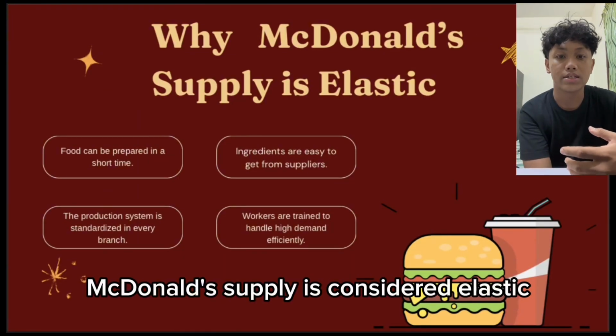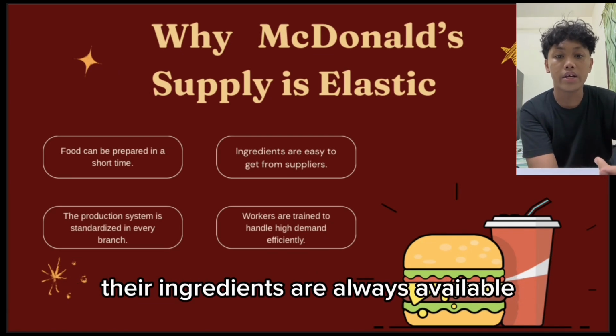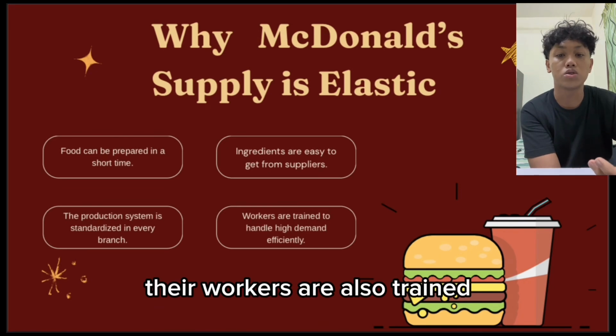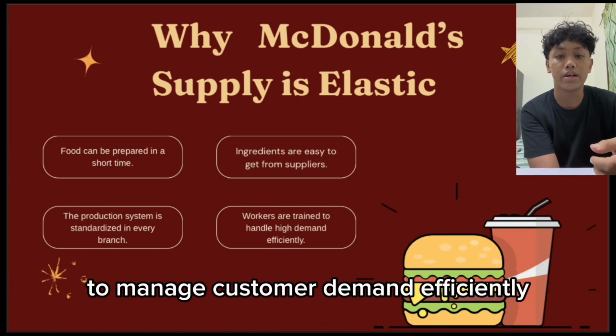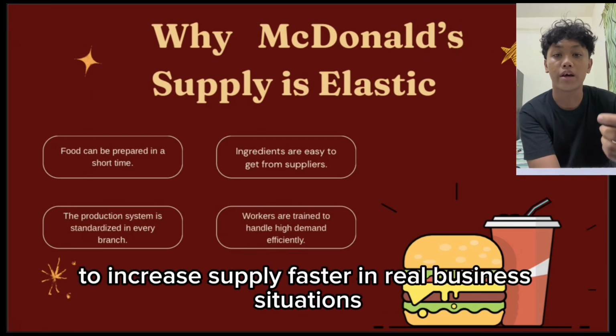McDonald's supply is considered elastic because their food can be prepared quickly. Their ingredients are always available and their production system is standardized. Their workers are also trained to manage customer demand efficiently, which allows them to increase supply faster.